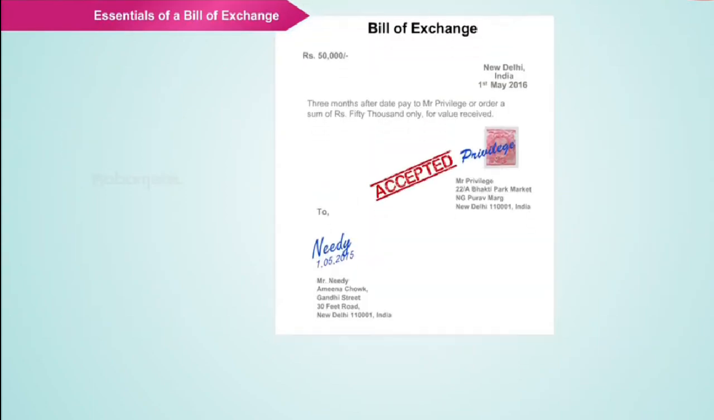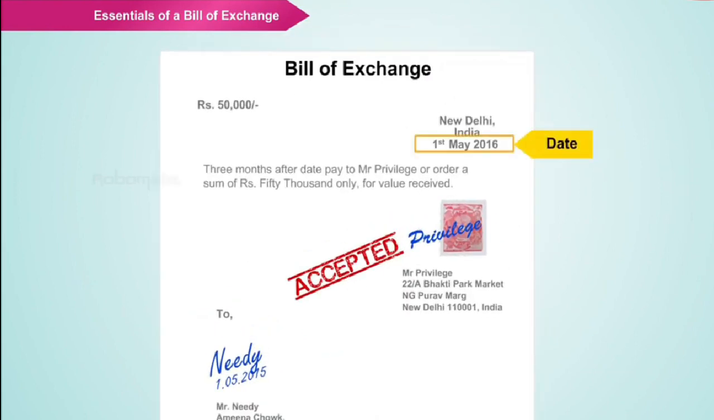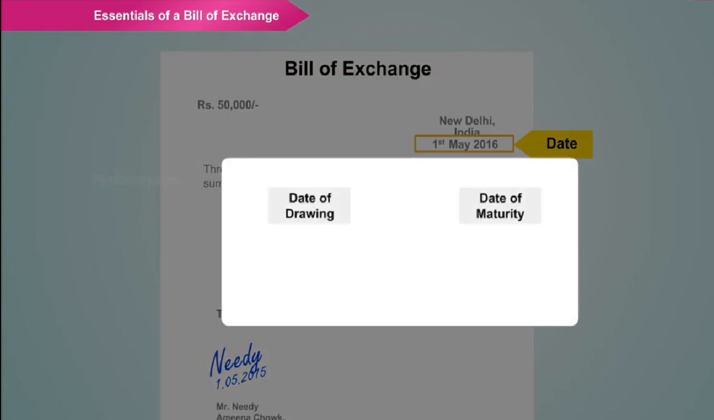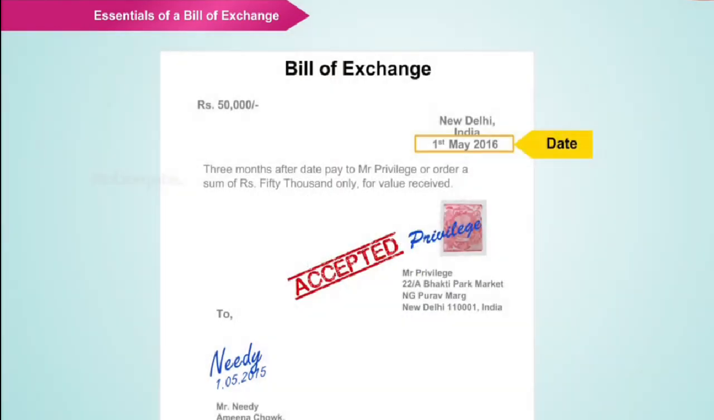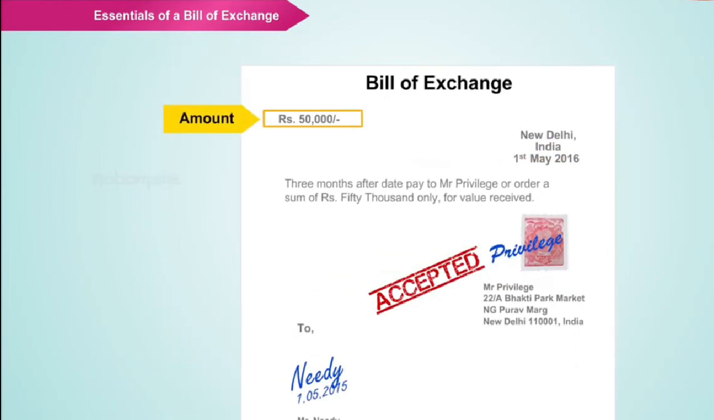Essentials of a bill of exchange. A bill of exchange must contain the following details. Date. The date of the bill must be stated correctly. The date of maturity is calculated 3 months after the date of drawing. Amount. The amount is written on the left-hand top corner of the bill in figures. It is again stated in words in the body of the bill. The amount must be the same both in figures and words.